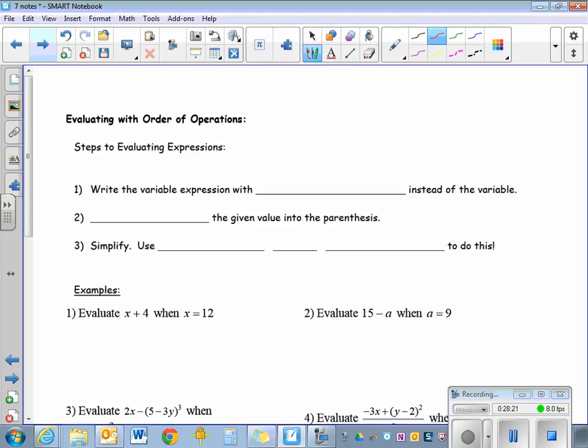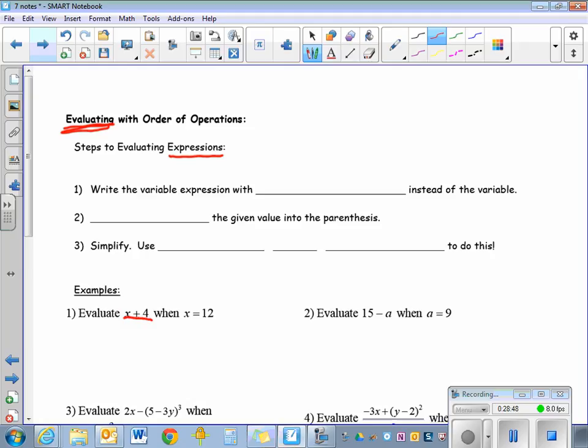So evaluating, that's a word that we've been using, another math word. That means we want to know what the actual value is. So our steps to evaluating expressions. Remember, an expression is where we have numbers and letters, sometimes variables and numbers, combined together with operations. So x plus 4, that's my expression there. So evaluating means finding what the actual value of x plus 4 is.